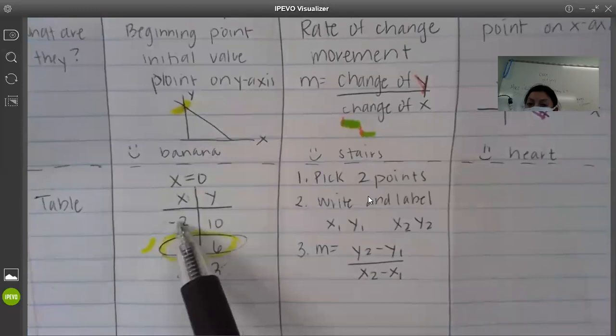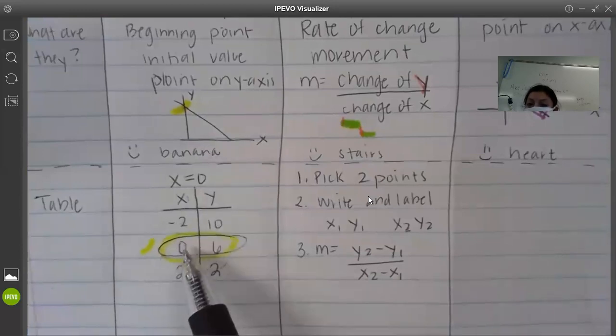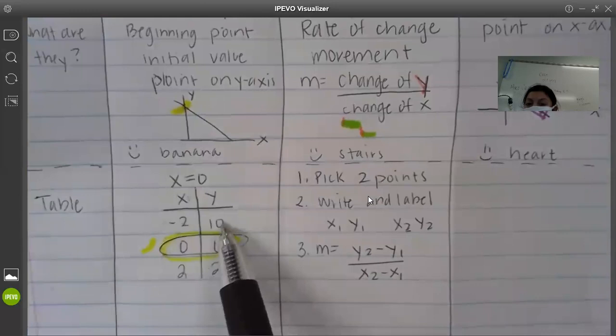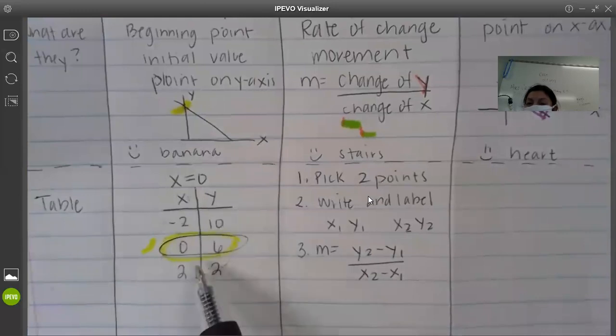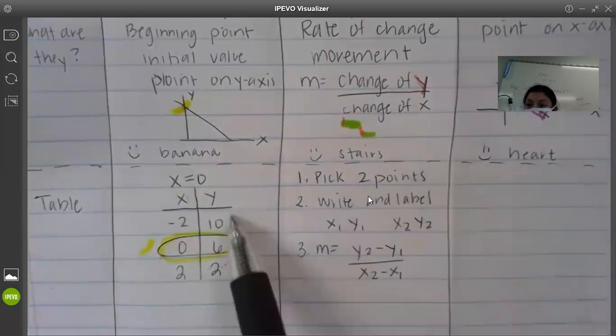This is the first point, x1, y1. This is the x2, y2. This is x3, y3. You just put 1 for the first point, 2 for the second point. If you had a third point, you'd put 3. But you only need 2 points, and you can pick any 2 points from the table.